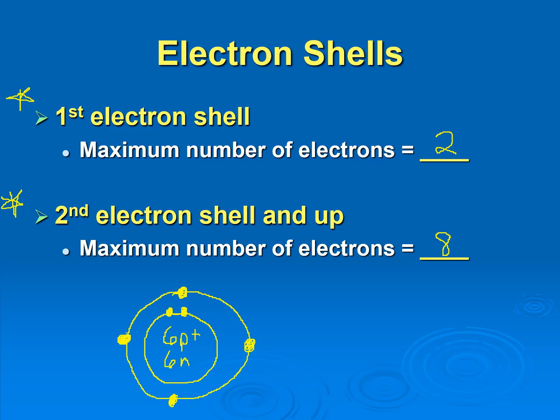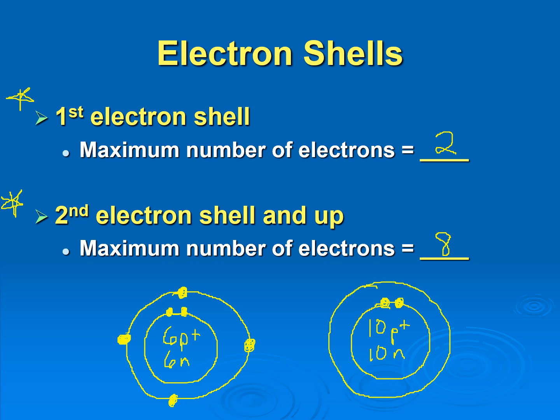But if we have something like oxygen, for example, or actually let's do neon. So neon has 10 protons and 10 neutrons, and then it has 10 electrons because the protons and electrons are going to be equal. So in our first shell, we'll put 2 electrons. And then in our second shell, we've got 8 more electrons. So we've got 2, and then we've got 8 left.